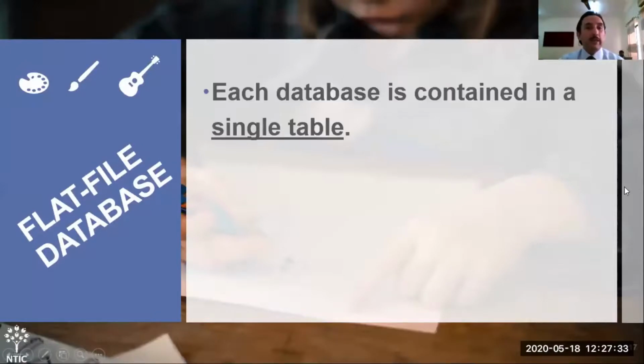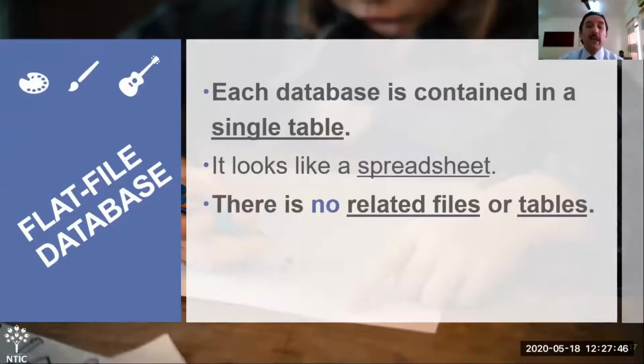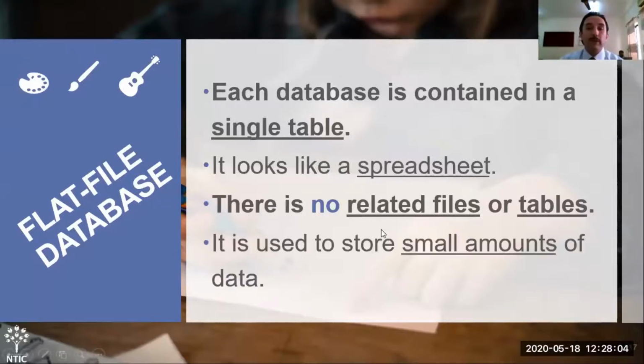Let's go there. Flat file database. This is just a single table, also like a spreadsheet. Spreadsheet means like MS Excel or MS Access. And there are no related tables. It means you can use just one table and you can see everything inside of that. But if you want to see a lot of information with different tables, you can use a different database type.